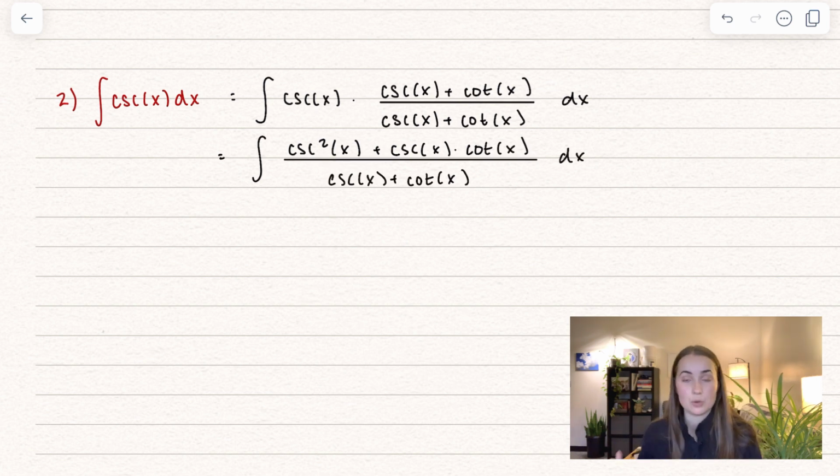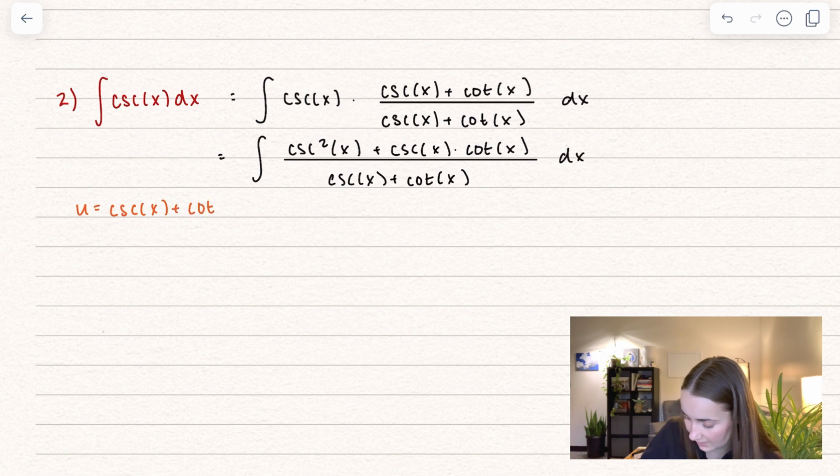Like I said, when there's a quotient, we set the denominator equal to u. So here we have u is equal to cosecant of x plus cotangent of x. Like I said, I don't know who thought of this, but it works out and makes a lot of sense why they did it. I just don't know how they thought of it.